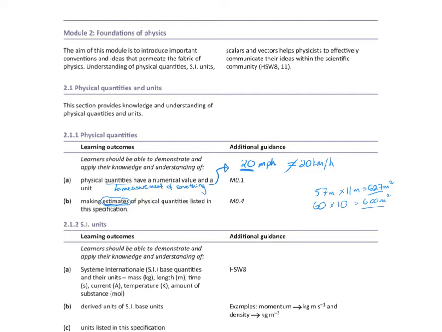That's why in the specification it says to make estimates of physical quantities listed in this specification. So this will be a constant building up throughout the course. It's just as long as you understand what we mean by an estimate and differentiate it from an actual calculation.